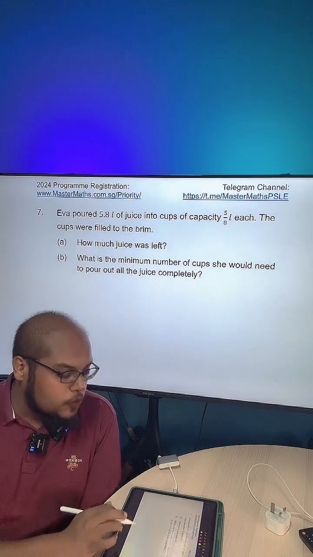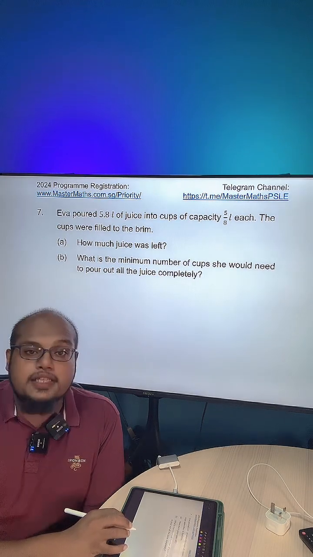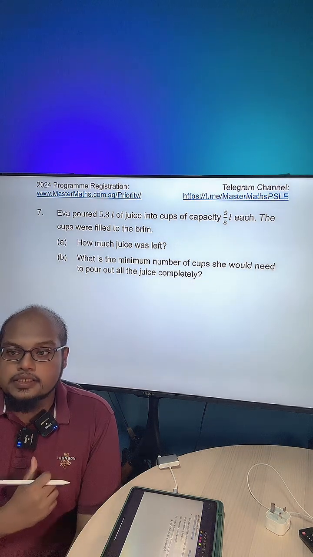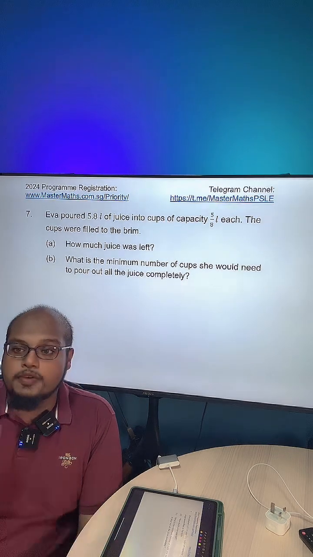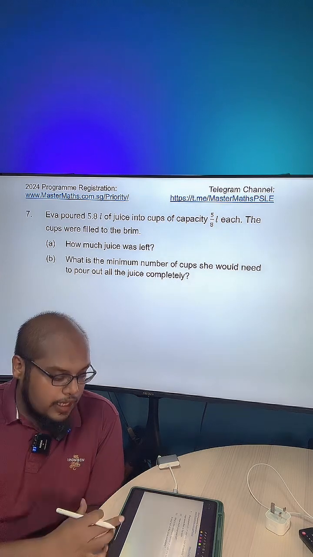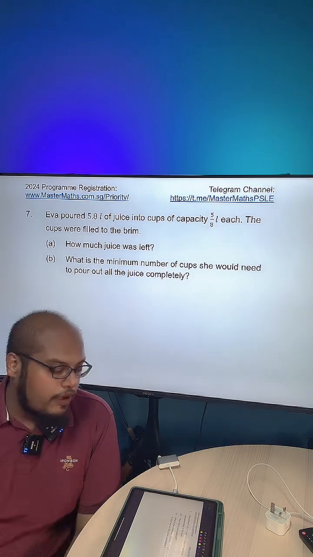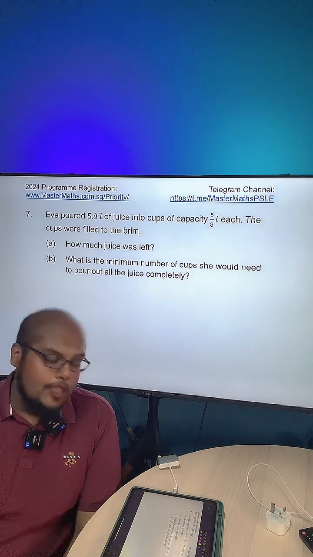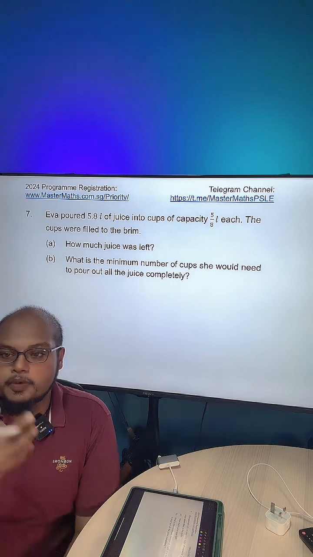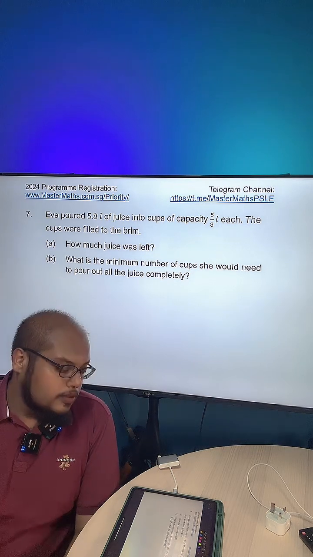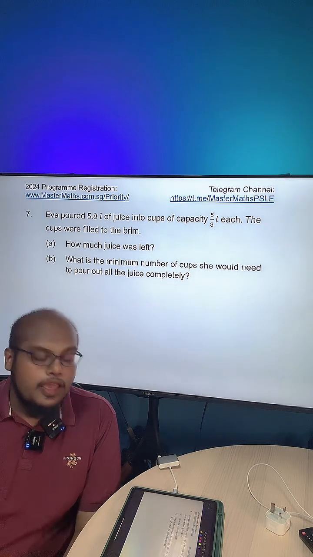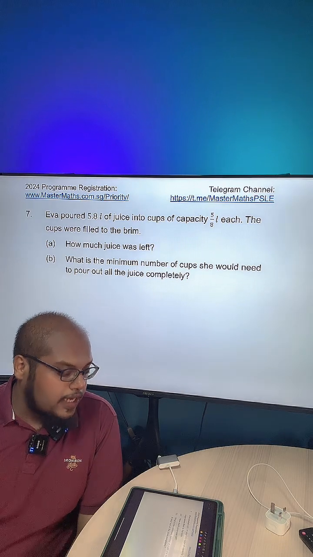Eva poured 5 over 8 liters of juice into cups of capacity 5 over 8 liters each. So one cup is 5 over 8 liter. Remember, like I said just now, if a fraction comes with a unit, you think of it like a value. So the capacity of one cup is 5 over 8. Total liters is 5.8 liters. 5.8 and 5 over 8 are two different things. 5.8 is like a whole number with some decimal. 5 over 8 is a fraction, like the decimal portion only. Now, how much juice was left?